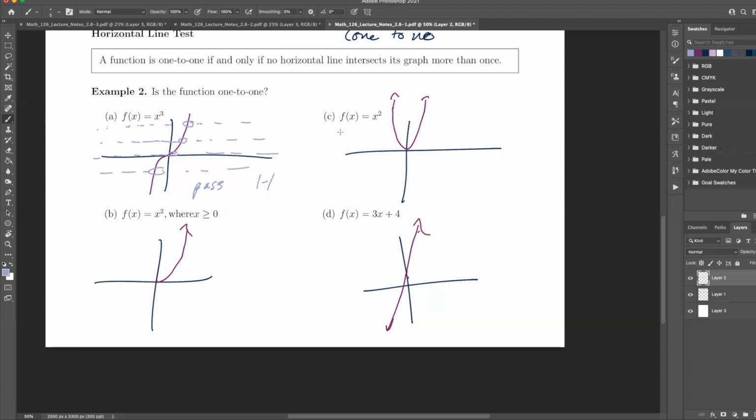Here for x squared, notice I hit once, I hit twice. So this fails and is not one-to-one. And remember, if it's not one-to-one, this function does not have an inverse. But what do we usually do when we have something like this? Well, we just restrict our domain. If I restrict our domain, this will now pass, and this is a one-to-one function now. Here, if I have x cubed, this one passes.